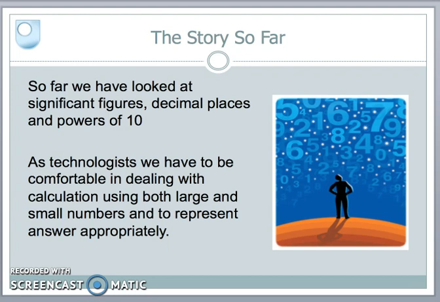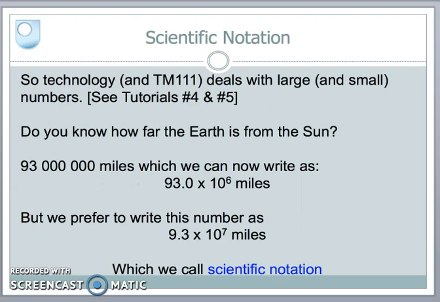But as technologists, we have to be comfortable doing calculations with these numbers, both large and small, and representing the answers in a meaningful and sensible way. That's why very often we round our answers to a certain number of decimal places or significant figures. We have to deal with large and small numbers as technologists, and I've covered this in tutorials number 4 and 5. But just to carry on the theme a little bit further, let me just take you through this question.